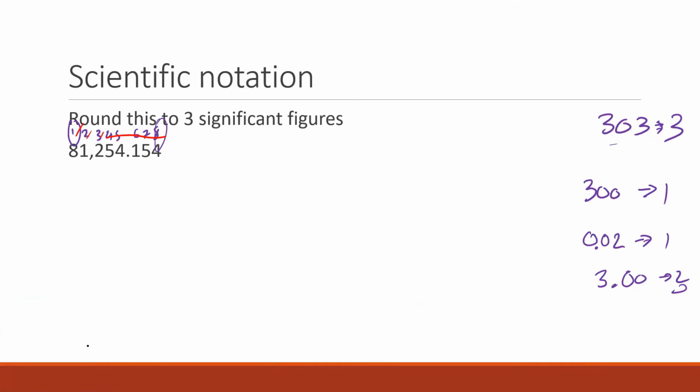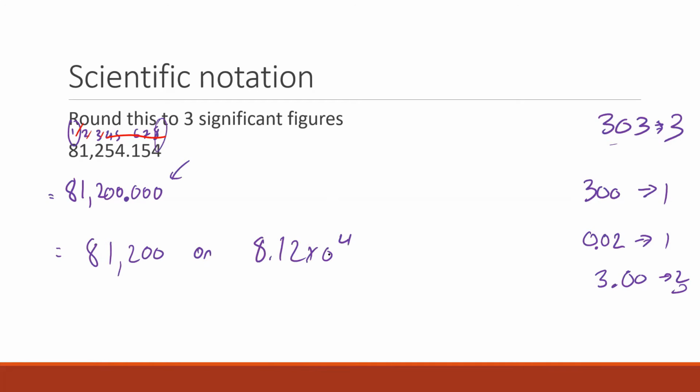So what we're going to have is 8, 1, 2, and then the rest of them we replace with zeros, 0.000, because the rest of them don't count. But of course, you would never write 0.000 like that. So the answer just becomes 81,200. Or if you want to be super nerdy, 8.12 times 10 to the power of 4. You don't have to be nerdy. You can just write 81,200.